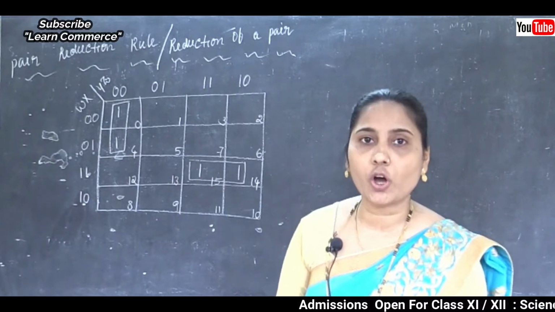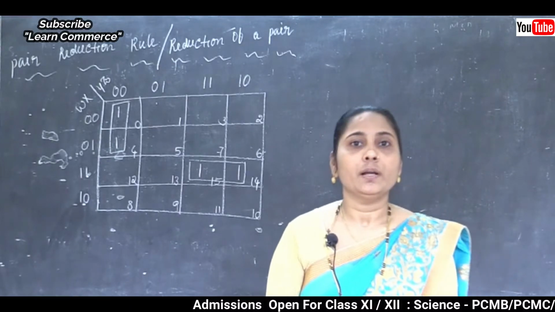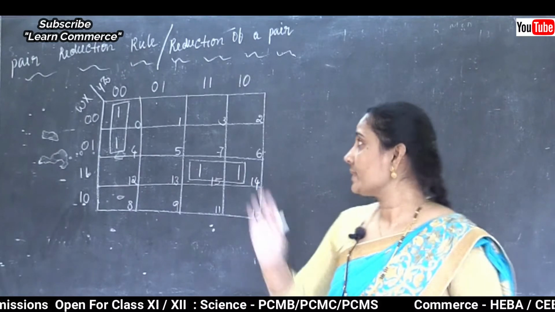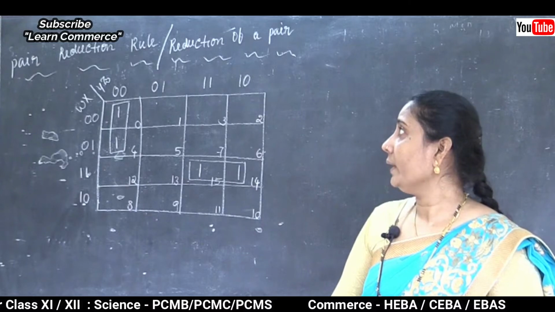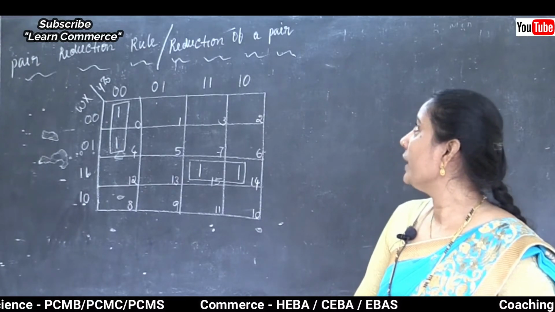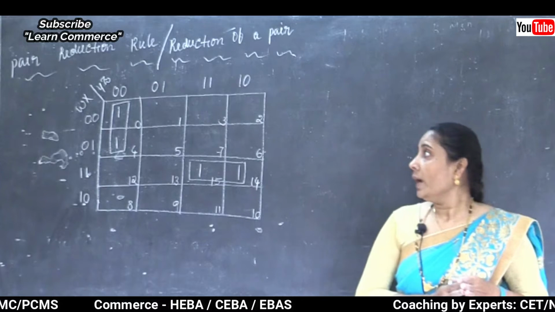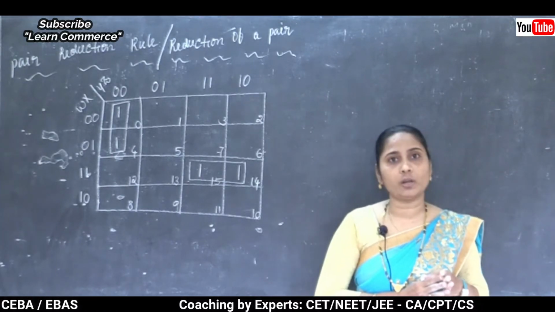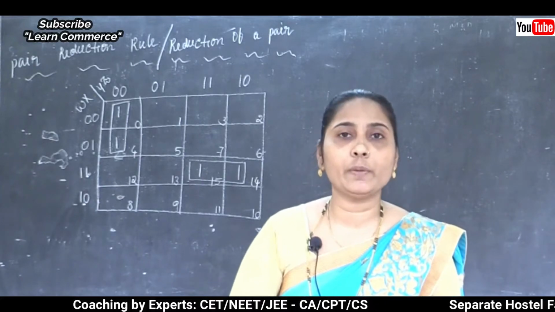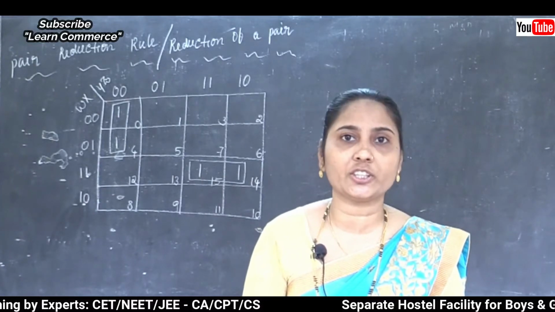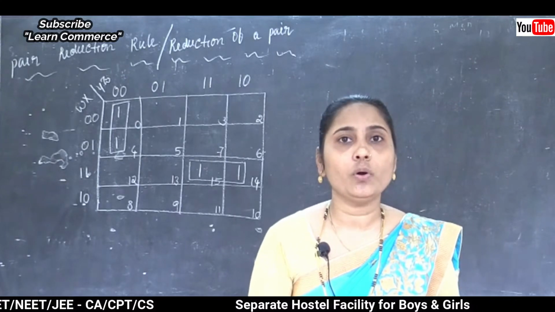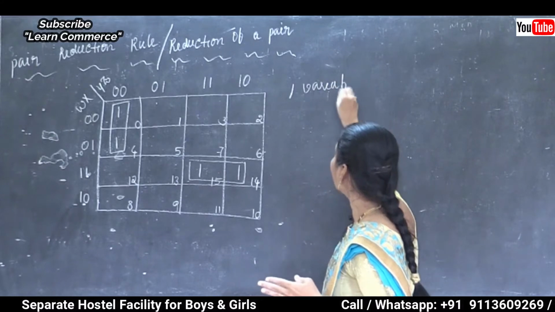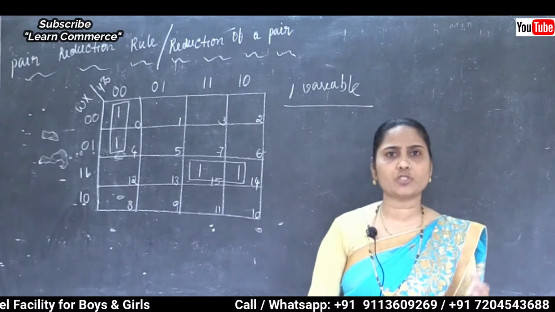Now we are going to solve each reduction, whether it is a pair, octet or quad. I selected the first topic, the pair reduction rule, or the reduction of pairs. Before solving it, here is an important note about the pair reduction rule: a pair removes one variable only. It is the most important note.